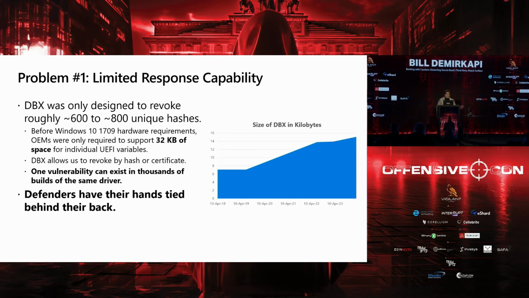You can see on the right a graph of the DBX size in the last few years. We're already almost halfway there. And if we decided to revoke a certificate, for example, that's going to take up even more space than a regular SHA-256 hash.